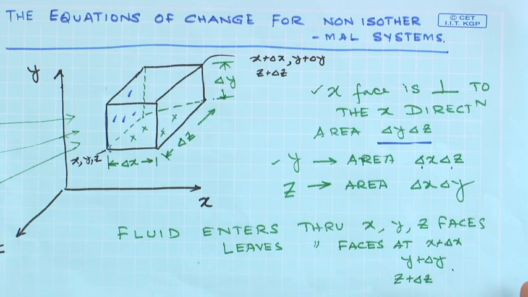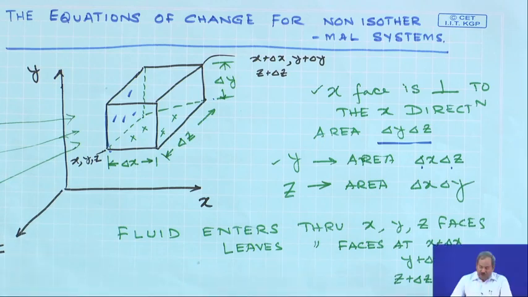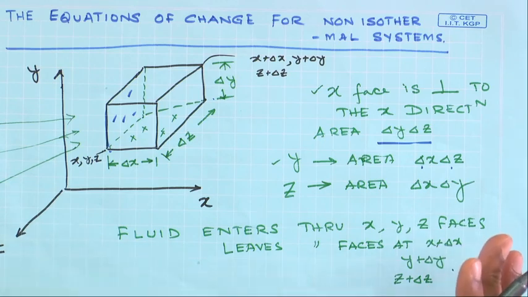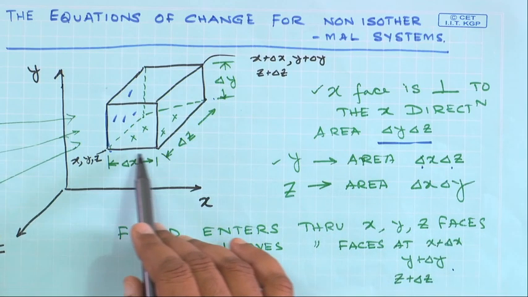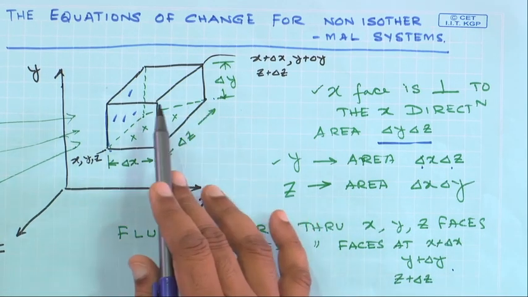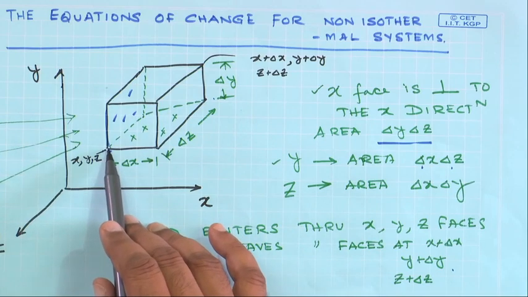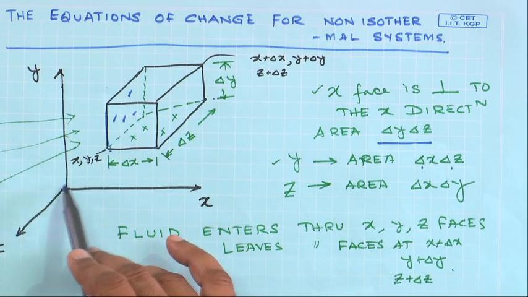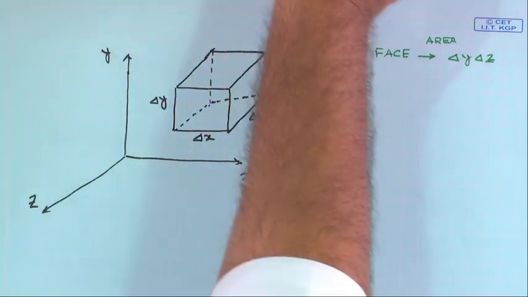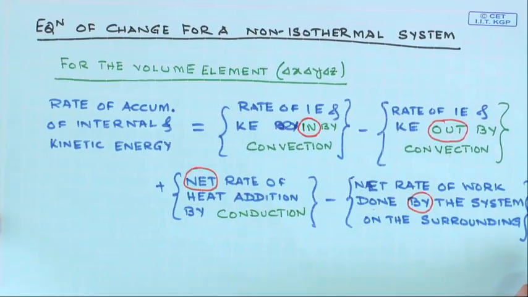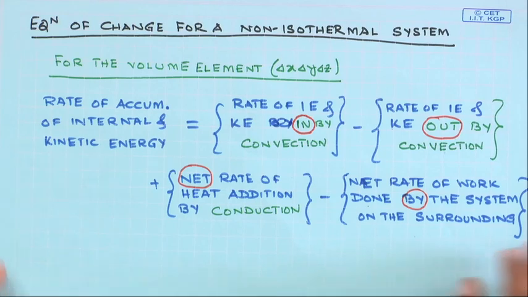So, this is what we have covered in the last class, and we are now going to write what would be the form of the energy equation for a system of size del x, del y, del z, which is fixed in space, and this is our coordinate system. So, let us see how the equation of change for a non-isothermal system would look.